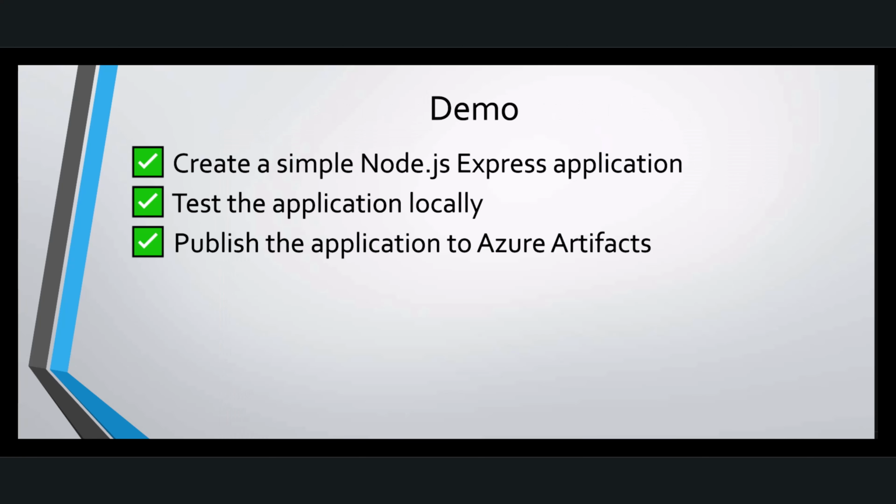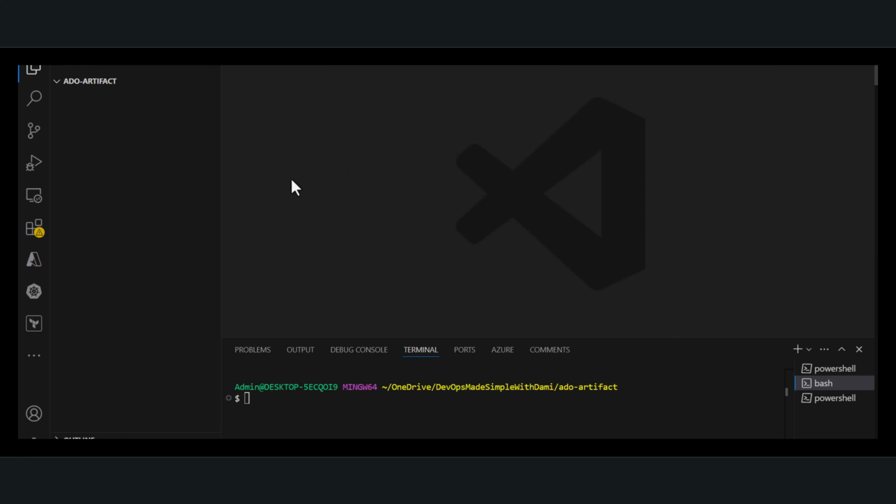In this hands-on demo, we will create a simple Node.js Express application, test the application locally, and finally publish the application to Azure Artifacts. Let's get started. Now I'm in my VS Code where we're going to be building our application. Let's ensure that we have a dedicated folder created for this project in the Explorer section of the VS Code.